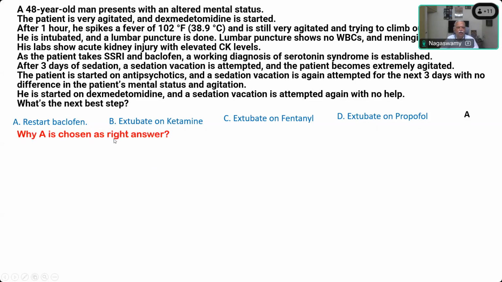Why is A the right answer? The reason is the patient is likely withdrawing from baclofen, which should be restarted. So all this agitation is withdrawal of baclofen.